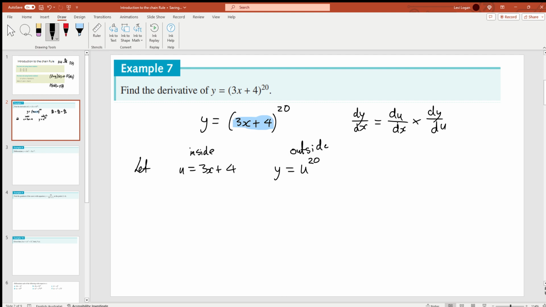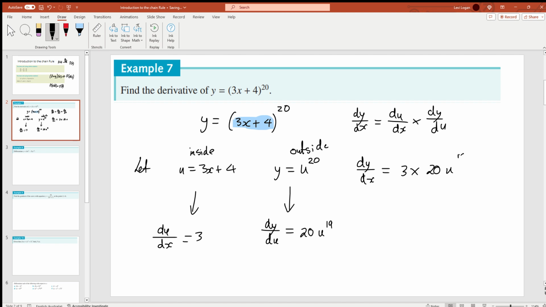So now what I'm going to do is find du dx. So I'm going to differentiate this with respect to x, so I'll have du dx equals 3. Differentiate this with respect to u, so I'll have dy du. Using the power rule, bring that down the front, so you have 20 and subtract the power by 1, to the power of 19. So therefore dy dx is going to be 3 times by 20 u to the 19.